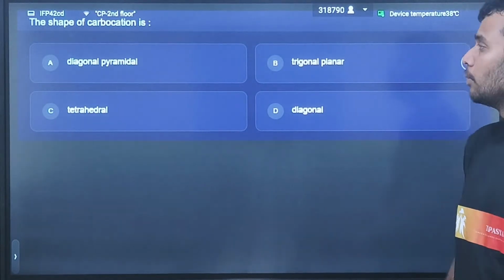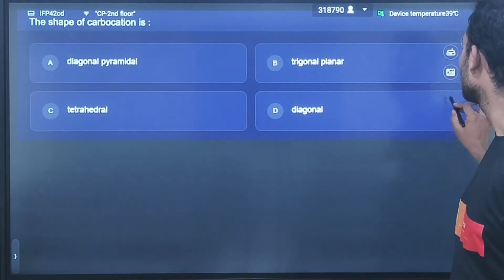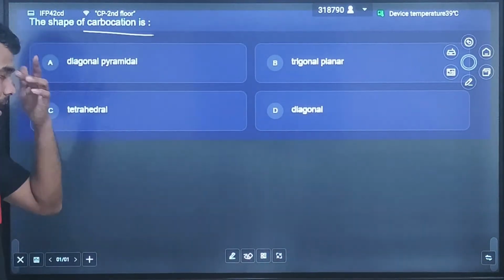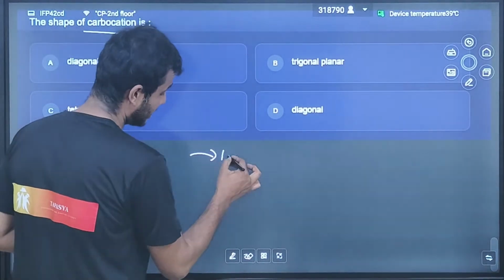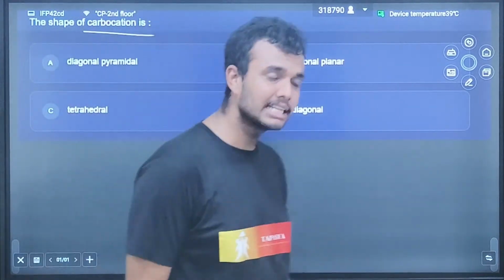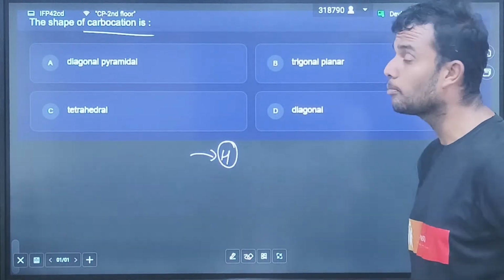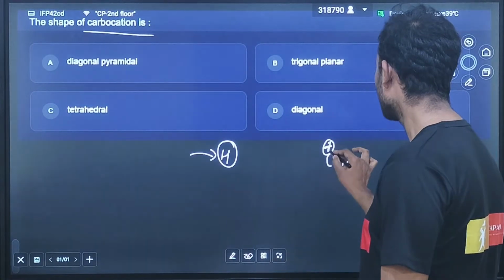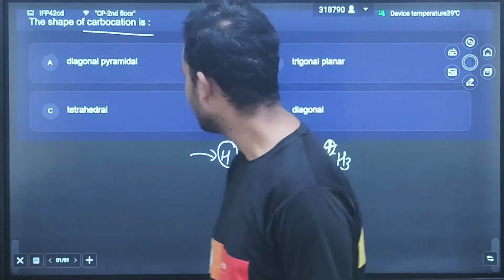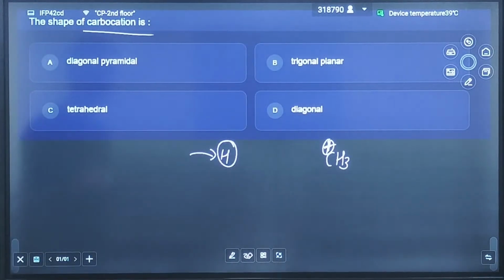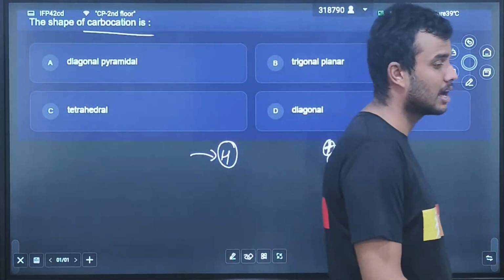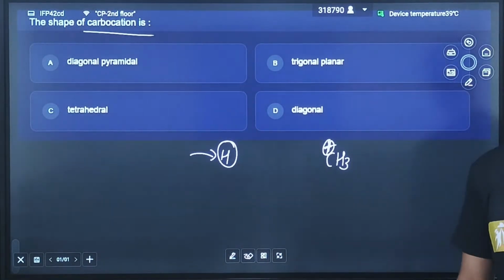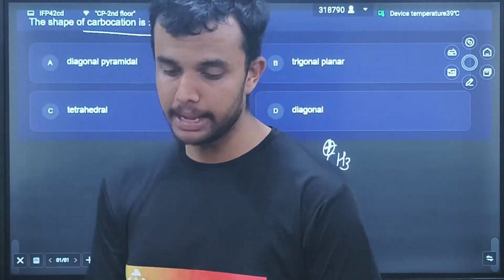Now the next question is the shape of carbocation. Students, if you solve all three, you can easily analyze the hybridization. In the hybridization part, one question is common. Carbocation means, for example, CH3 plus. This is the carbocation. Give me the answer first. What is the carbocation hybridization? We have linear, pyramidal, trigonal planar. Give me the answer fast in the chat section.